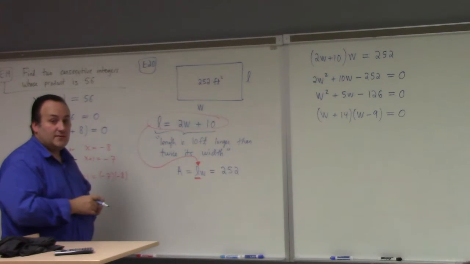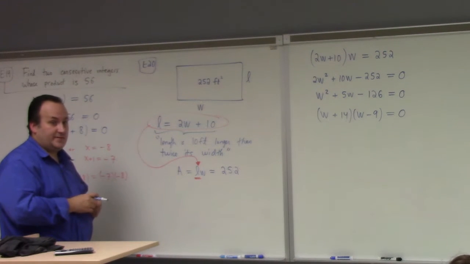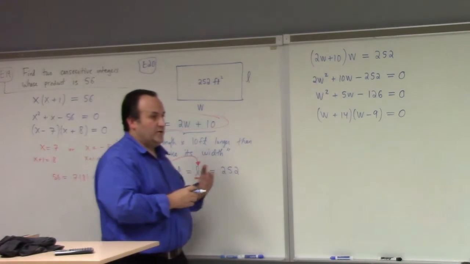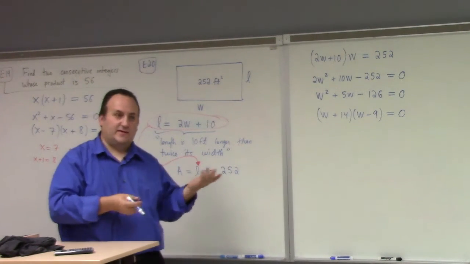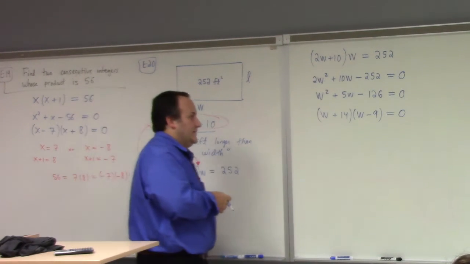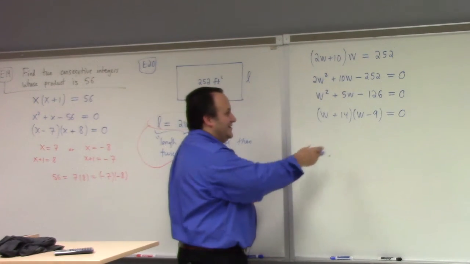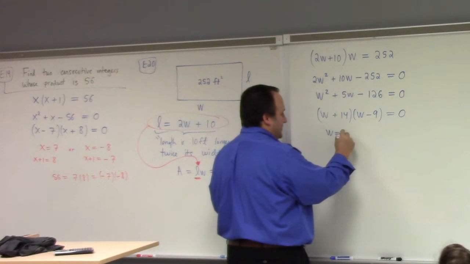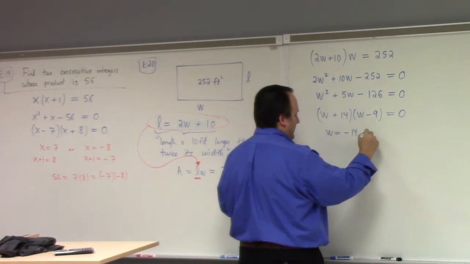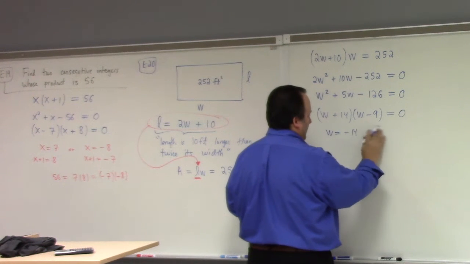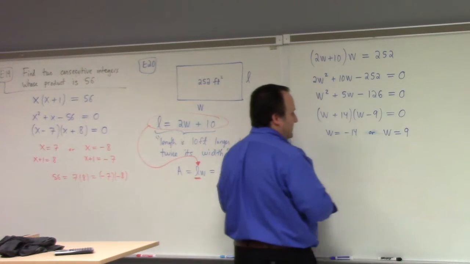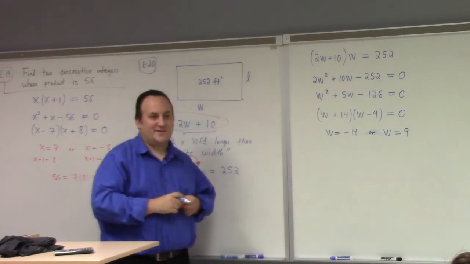Now, if you didn't see that, quadratic formula wouldn't be a bad path here, right? Or completing the square, right? In a word problem, you're not really pinned down. You can use whatever technique you like the most, you know? I like it when students factor it for me. Thank you. So this gives me W equals minus 14 and, or W what? W equals 9.